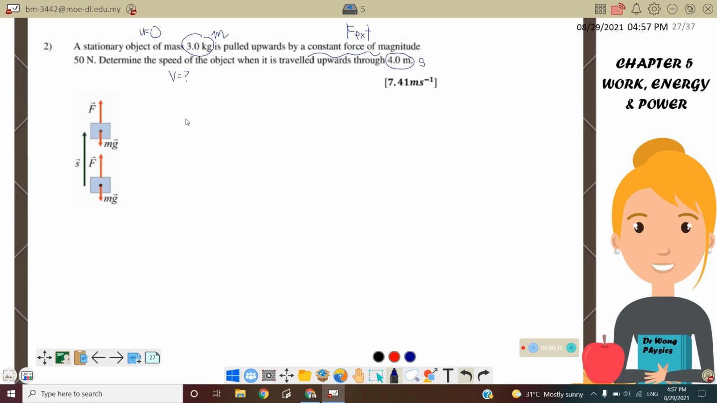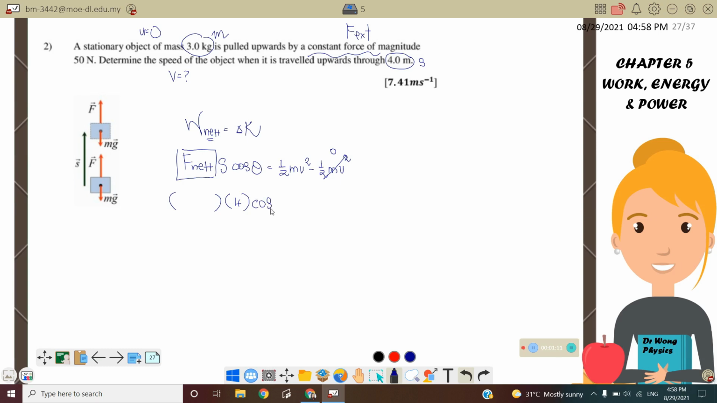What we should do is use the work energy theorem. Work equals the change of kinetic energy. So we use F net times the displacement times cos theta equals half mv squared minus half mu squared. Because u equals 0, the initial kinetic energy is also 0. F net we don't know, so later we need to find it. S is the displacement, 4 meters.